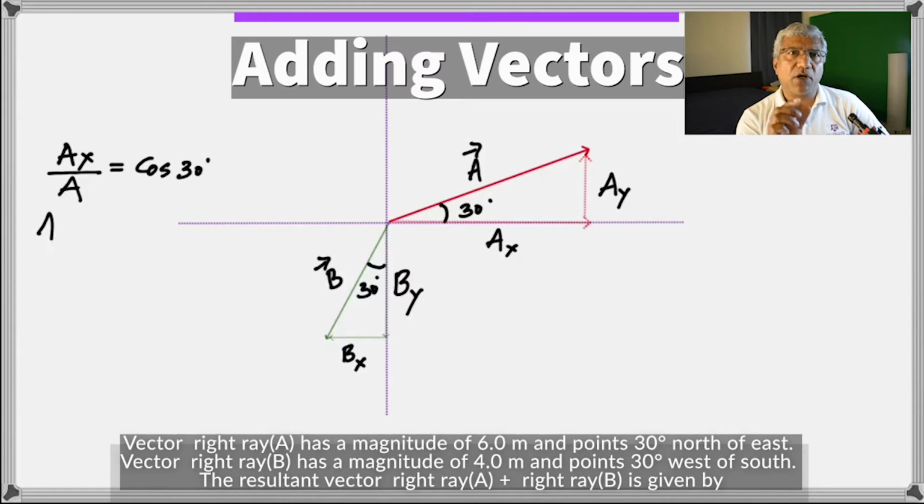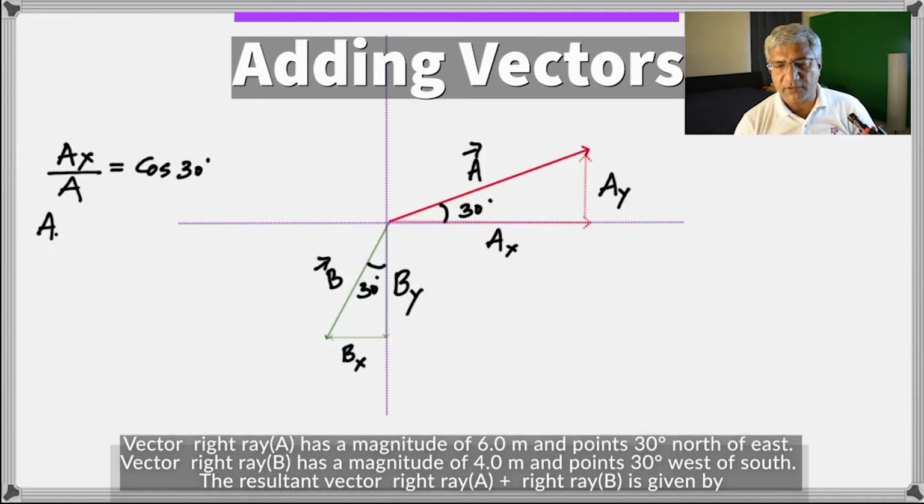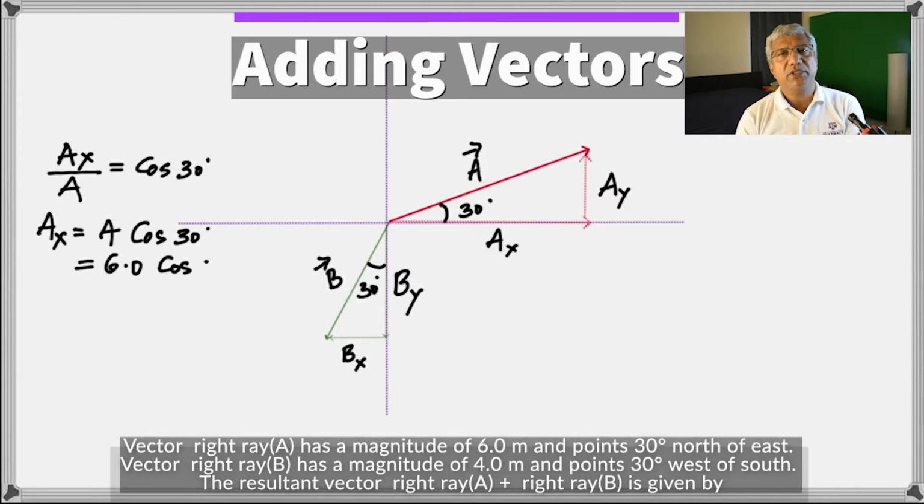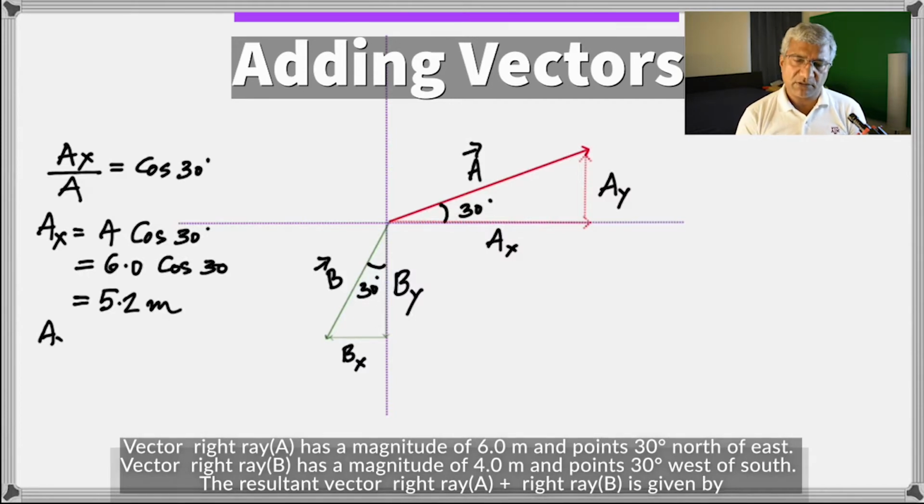CAH stands for cosine is adjacent over hypotenuse. You have to know that. So when you do that and then calculate AX, you get AX is A cosine 30. A is given as 6.0. And so you multiply 6.0 with cosine 30, and that would give you the x component as 5.2 meters.